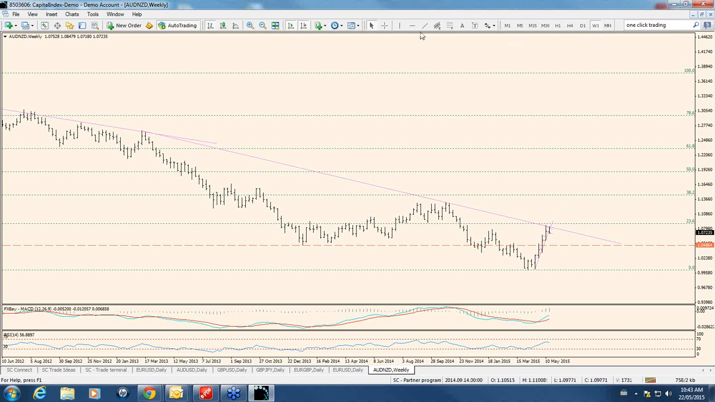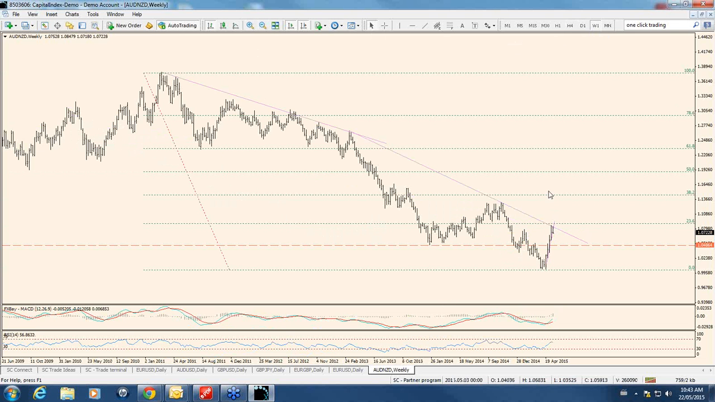So what does that mean? That means that there is a Fibonacci level in here as well. So it means that it potentially could come back. It could break through. We don't know what's going to happen.